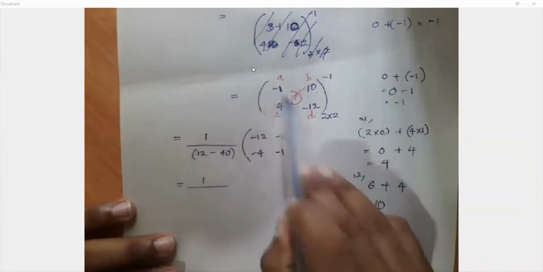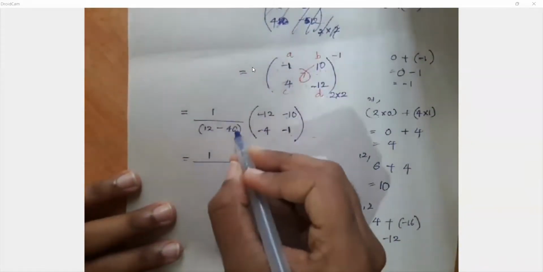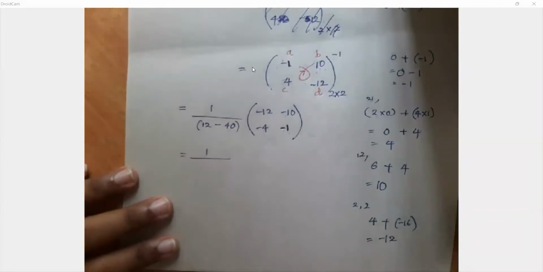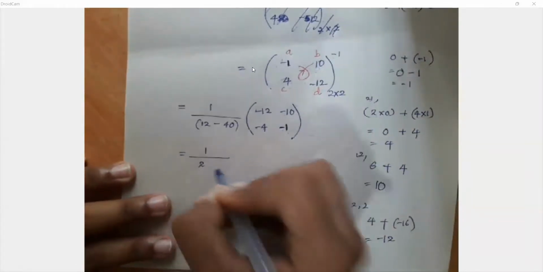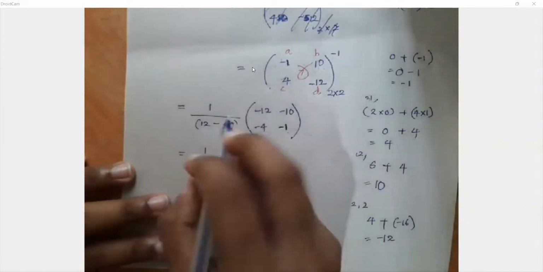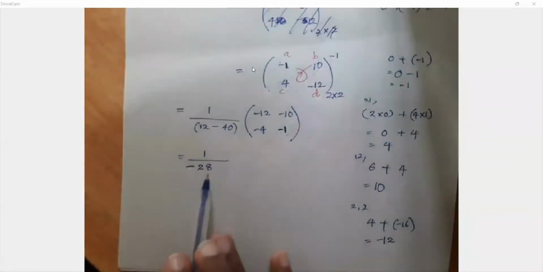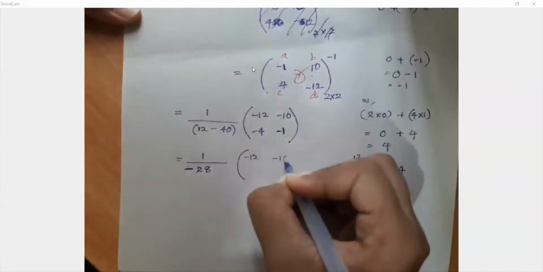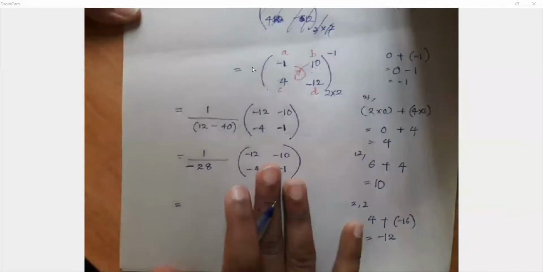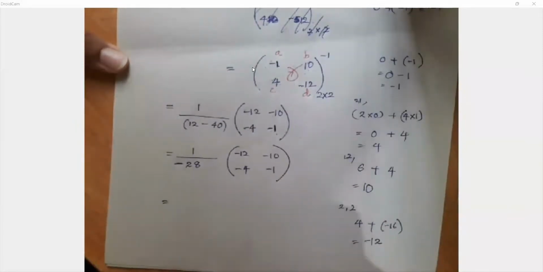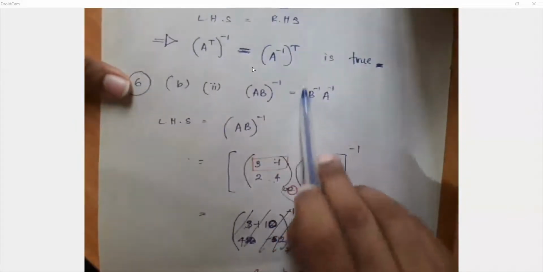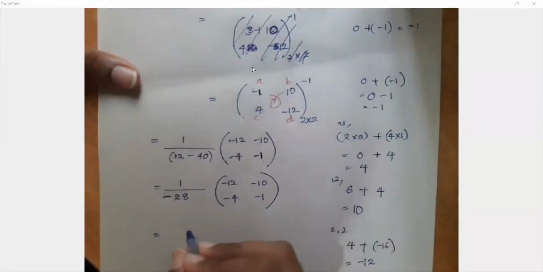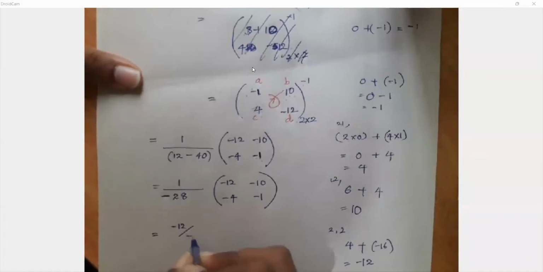We have to interchange these two now. 12 minus 40, how much is it? It is minus 28, since 40 is the largest one. Next, minus 12, minus 10, minus 4, minus 1. You can stop here. I shall simplify that one further because I want to check for the right hand side now. So minus 12 over minus 28.